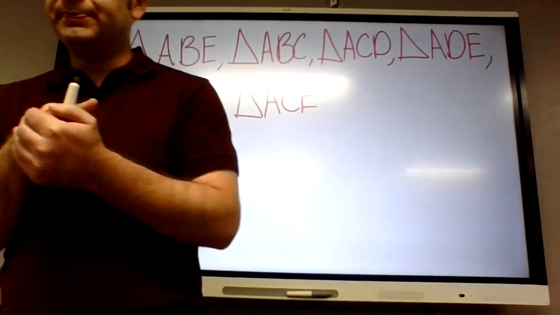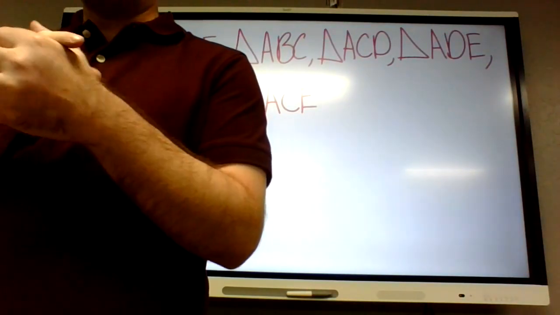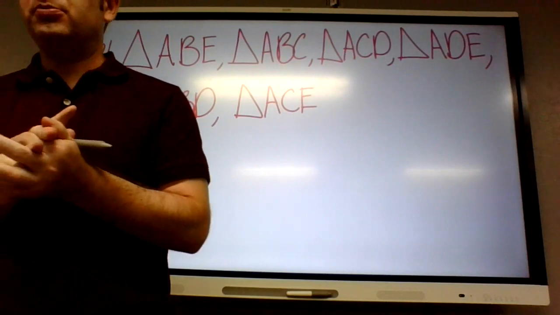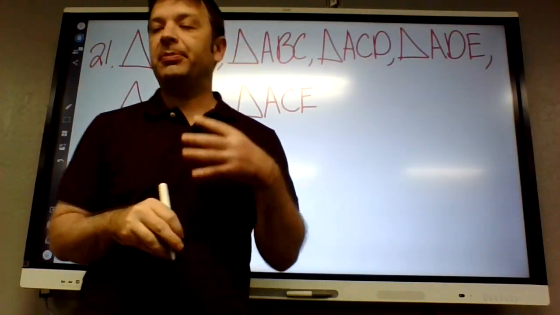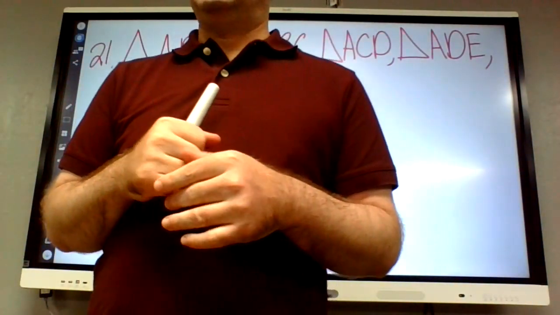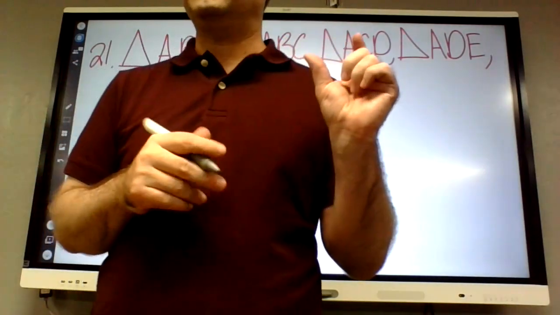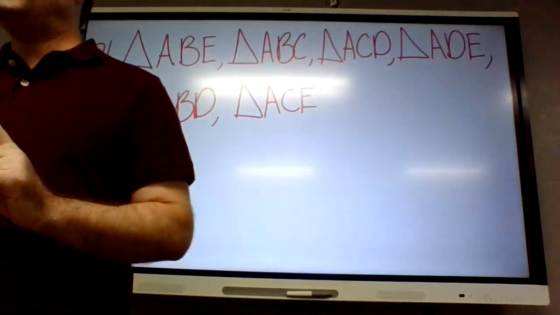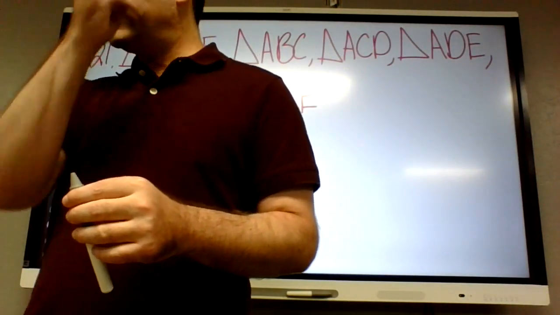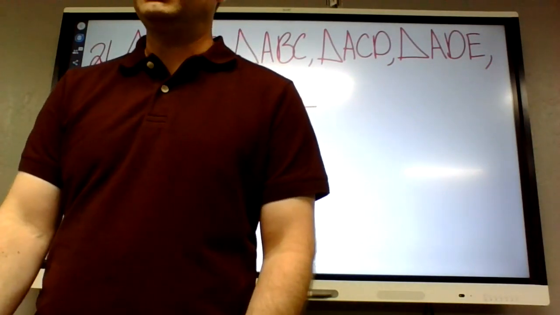On 22, you guys ready? It says, name all the angles besides straight angles using the shortest possible notation. So what could we call that angle in the bottom left corner? ABC. Okay, you could call it angle ABC, but that's not the shortest thing you could call it. You could call it angle B. Acute angle would be the classification of the angle, not the name of the angle. So angle B is one of the answers.